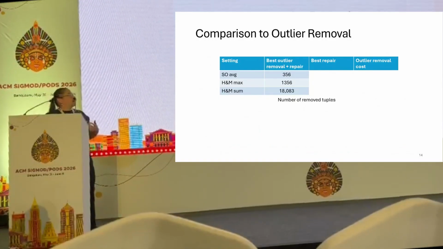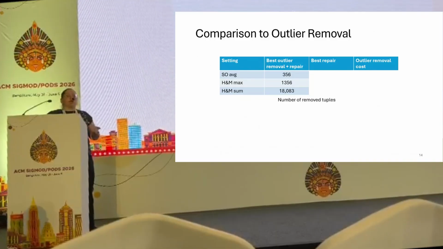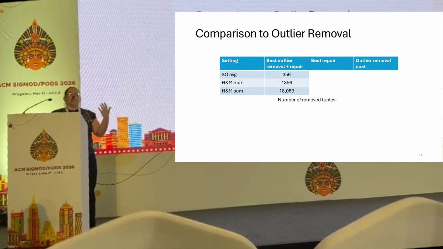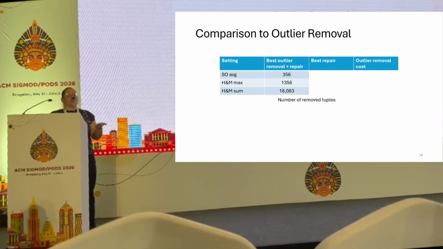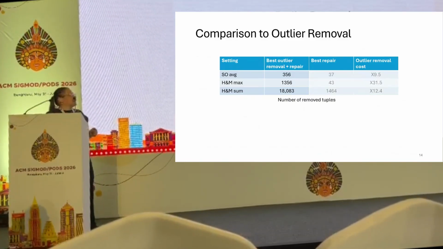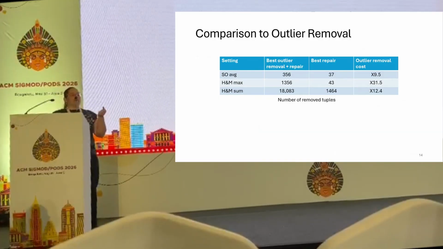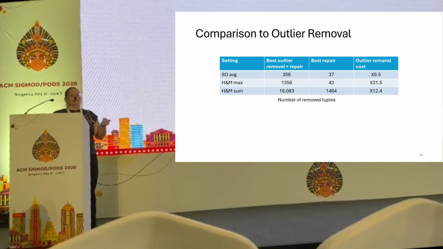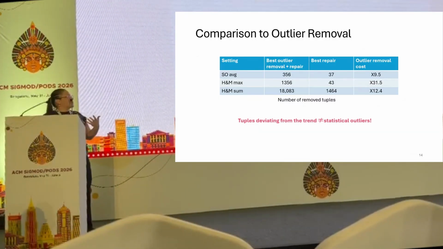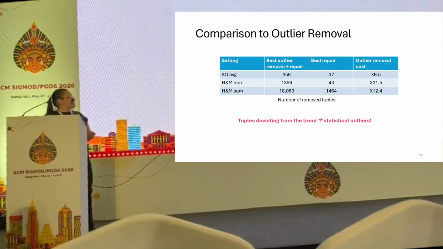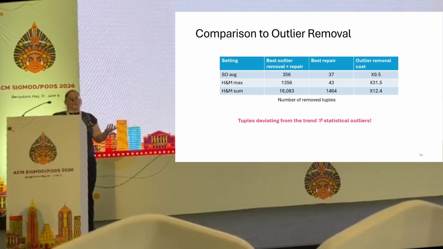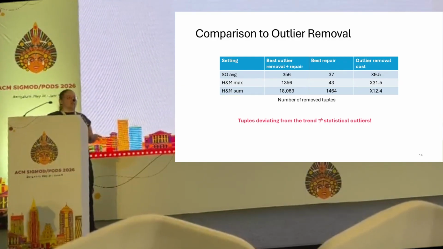And finally, we compared two well-used outlier removal methods. Outlier removal does not guarantee to satisfy the trend, so after we did that, we also ran our repair algorithm, and this is the number of tuples removed for each of these scenarios. And when we compare that to the number of tuples removed only by repairing without outlier removal, we see that removing outliers actually harms the performance. So it caused us to remove way more tuples than necessary, which suggests that the tuples that are statistical outliers are not necessarily the ones causing the deviation from the trend.